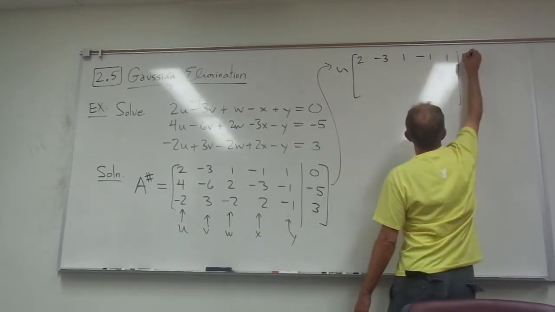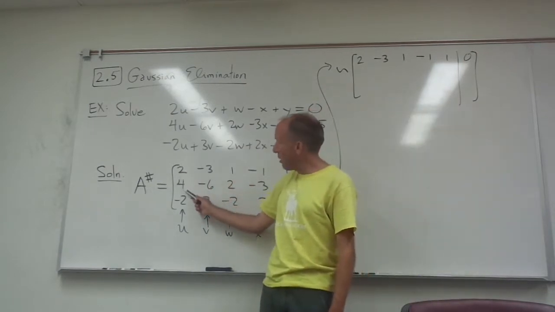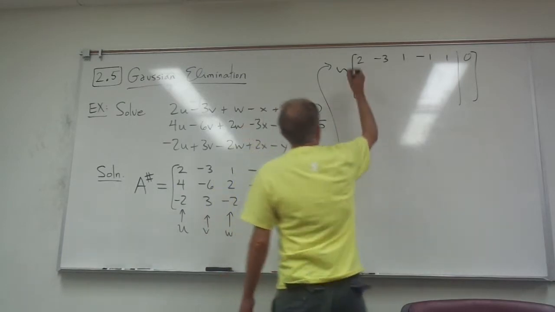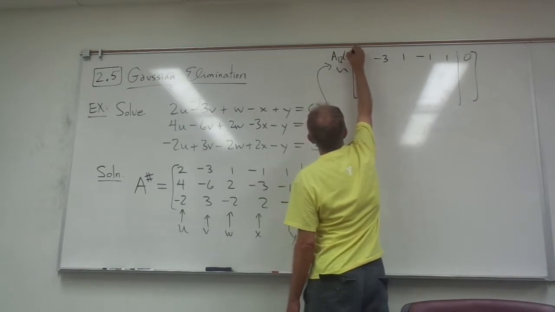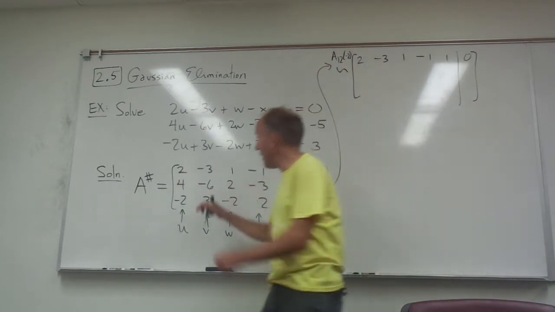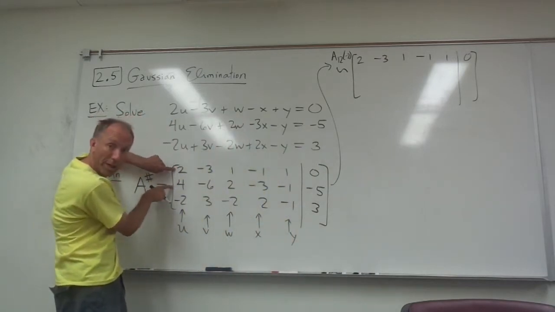So we'll leave the first row the same. I'm going to use this 2 to zero out the numbers below it. Okay? So I'm going to do the following. I'm going to do A12 of -2. So I'm going to take -2 times the first row and add it to the second row. You see why I'm doing that? There's a 2 here and a 4 here. I want this 4 to become a 0.